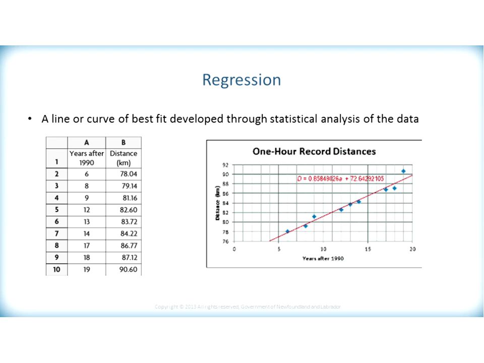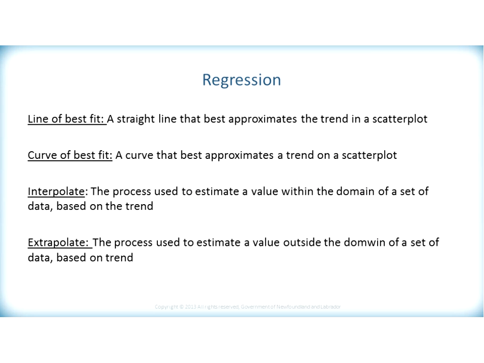We investigated regression in Chapter 5, and a line or a curve of best fit is developed through statistical analysis of the data. You would have taken this table of values and entered it in some form of technology, and it would give you a scatter plot. In this case it was linear regression, and it gave you an equation that best approximates the data. A line of best fit is a straight line that best approximates the trend in a scatter plot. A curve of best fit is the curve that best approximates the trend in a scatter plot.